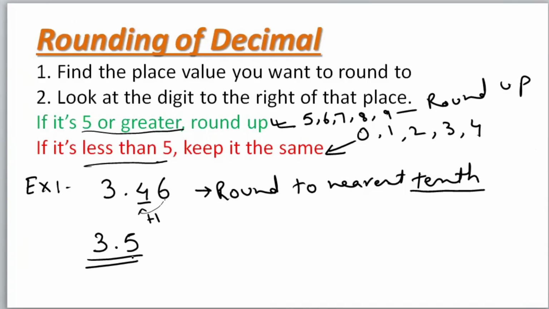Okay, after rounding we have to drop the digit to the right. Like here it was 6, so because 6 is greater than 5, we round up by adding 1 to the 4, so it becomes 3.5. Then we have to drop this digit. We don't need to write it here. So after rounding up, you have to drop the right side digit. Okay, take another example.